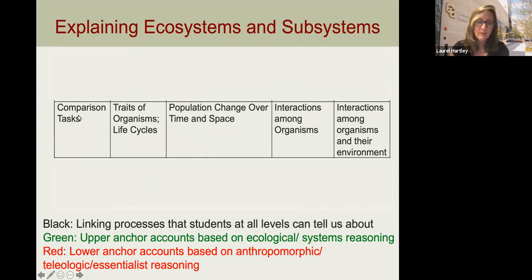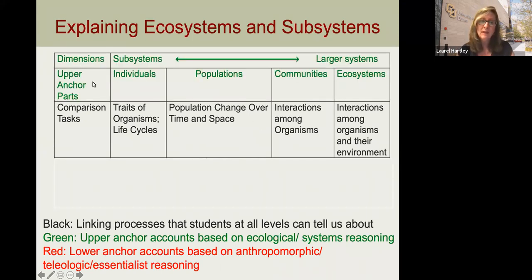So we gave students comparison tasks, and these were in these areas: traits of organisms and life cycles, population change over time and space, for example, how does the python population change over time and space, interactions among organisms, and interactions among organisms and their environment. So we gave them questions in those categories. What we saw at the upper anchor, at the higher level, was students would describe systems as nested hierarchies. So individuals within populations, within communities, within ecosystems.